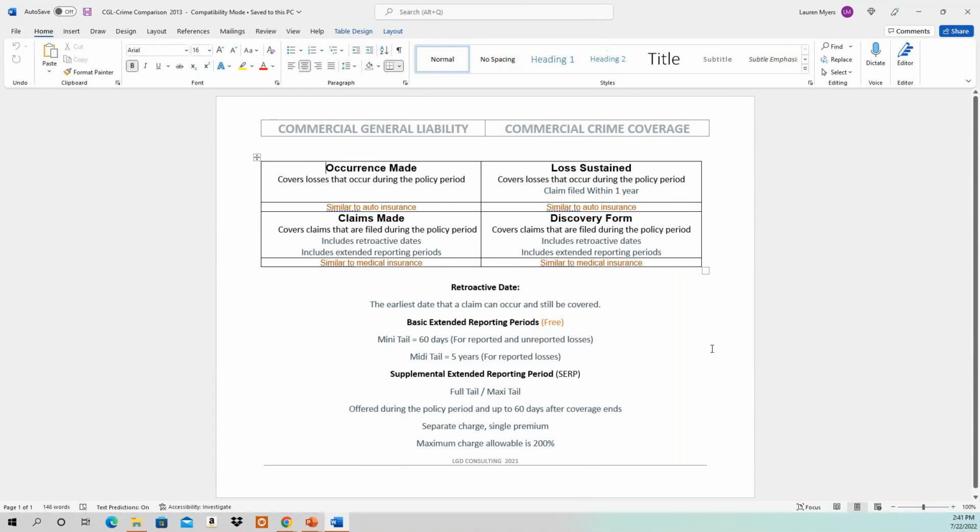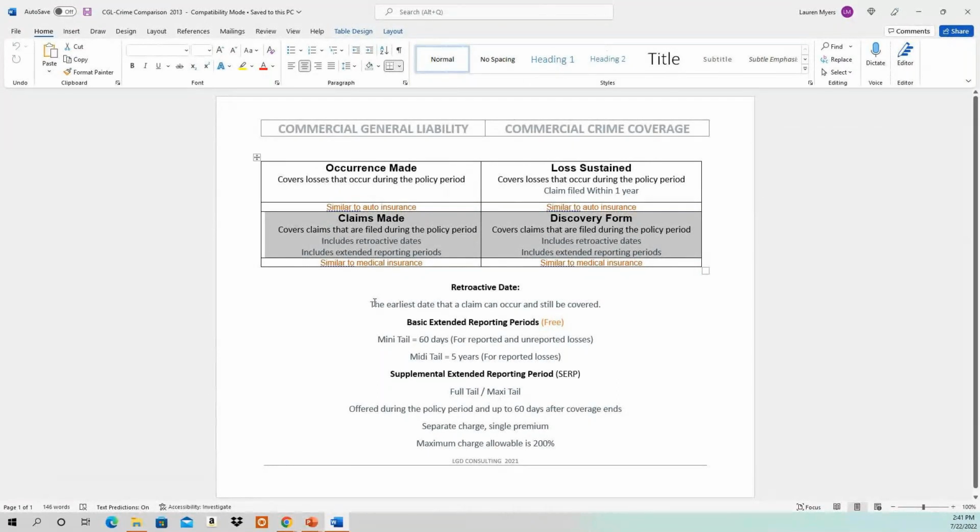All right. That helps. Now, if I see a retroactive date or extended reporting period, now my answer is between claims made or discovery form, because these are the two coverages that have retroactive dates and extended reporting periods. These two don't. So I can eliminate, again, 50% of my answers just by knowing this section.